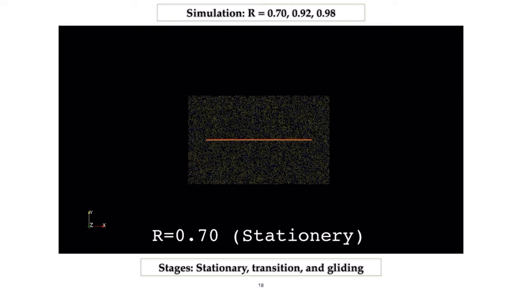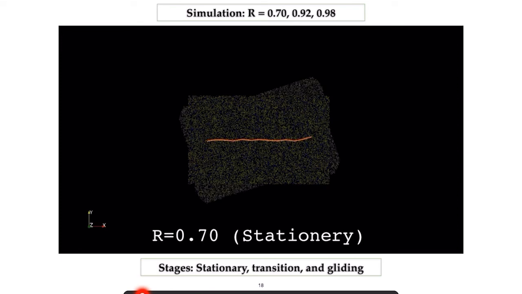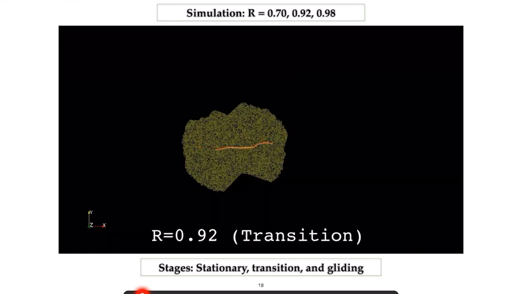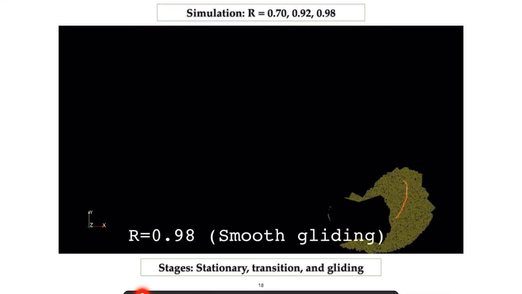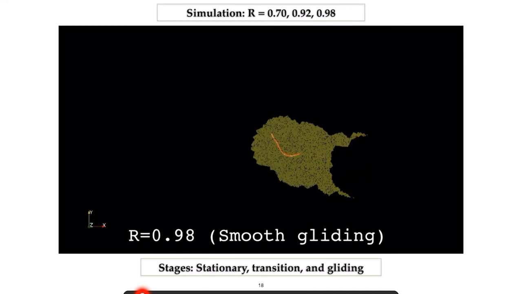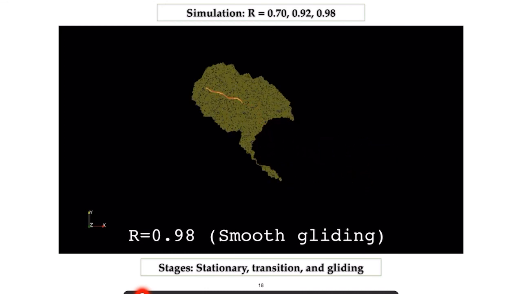The red line represents the actin filament. The green dots represent the active myosins, and the few blue dots represent the defective myosin. At active ratio of 0.7, the actin filament stays stationary and does not move. At the active ratio of 0.92, the actin filament experiences jerky movement, and at the active ratio of 0.98, the actin filament experiences smooth gliding.